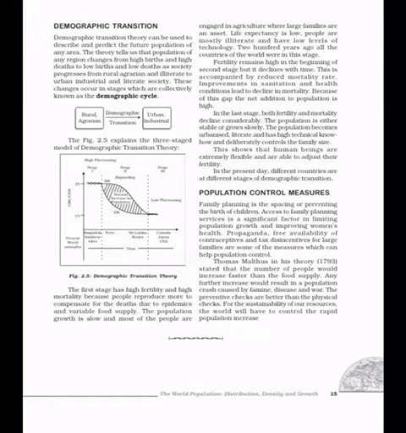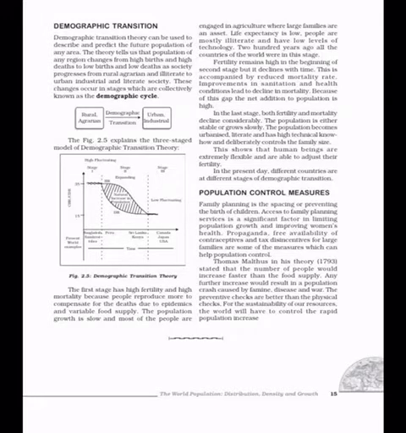In this theory, first I'm going to read this and then I'm going to explain it to you. Demographic transition theory can be used to describe and predict the future population of any area. The theory tells us the population of any region changes from high birth and high death to low births and low deaths as society progresses from rural agrarian and illiterate to urban industrial and literate society. These changes occur in stages which are collectively known as the demographic cycle.